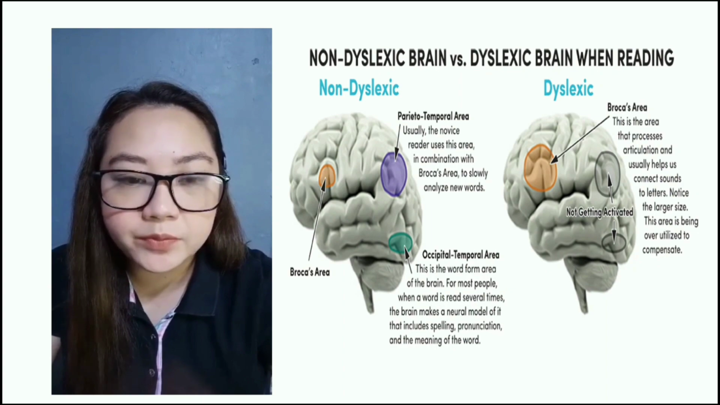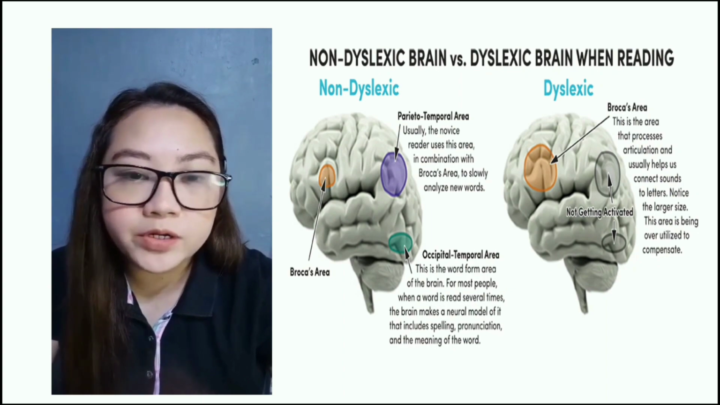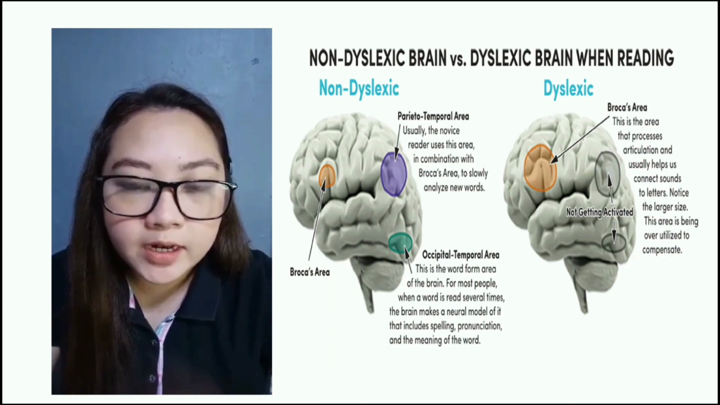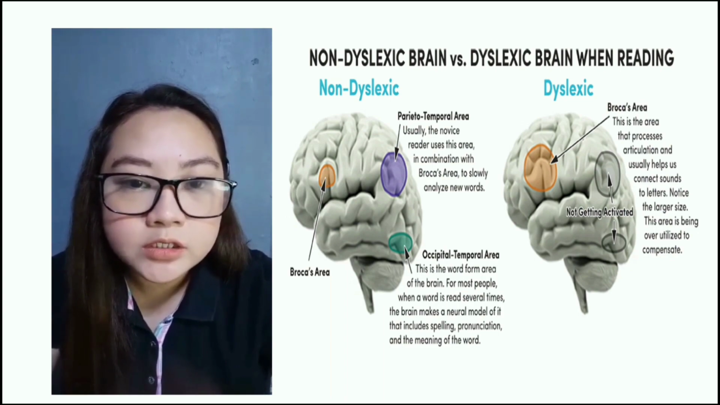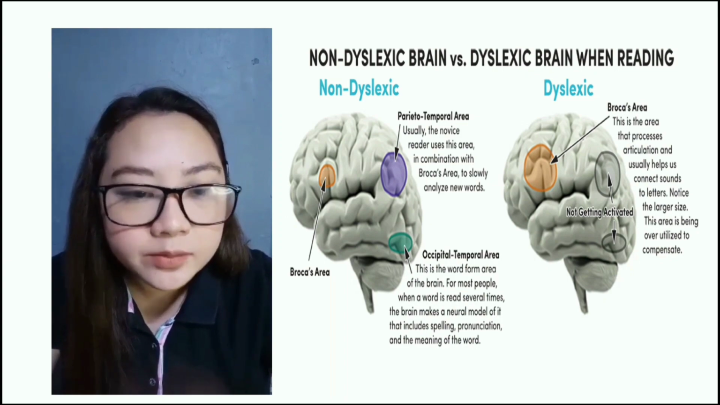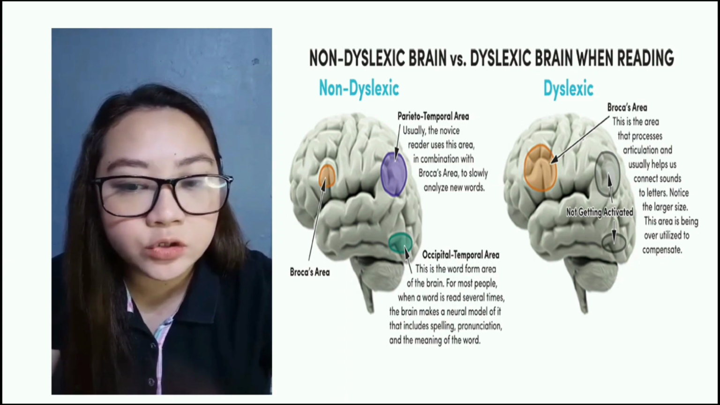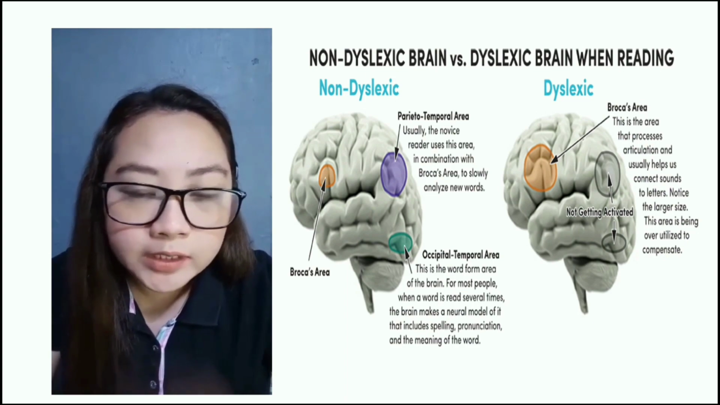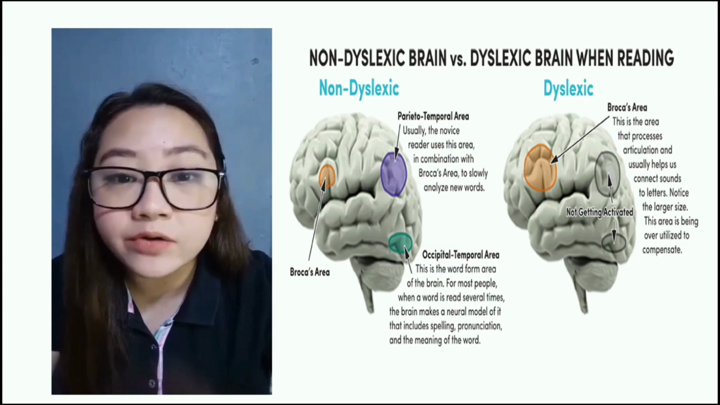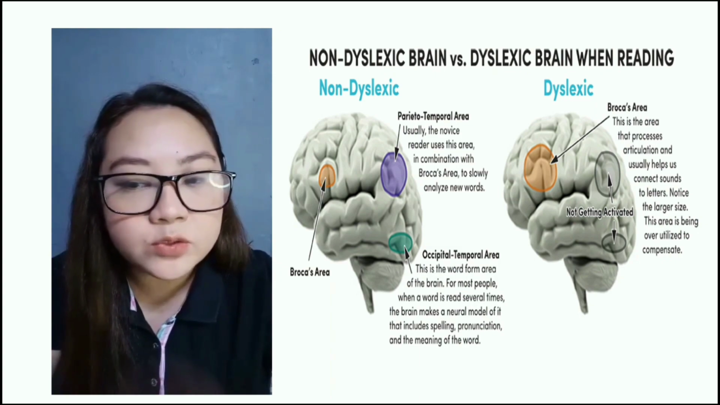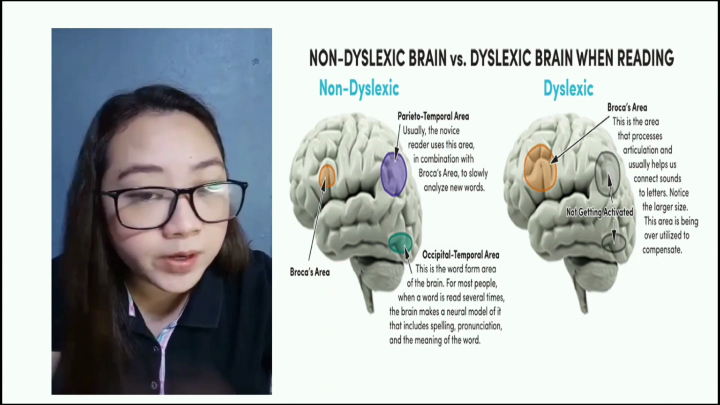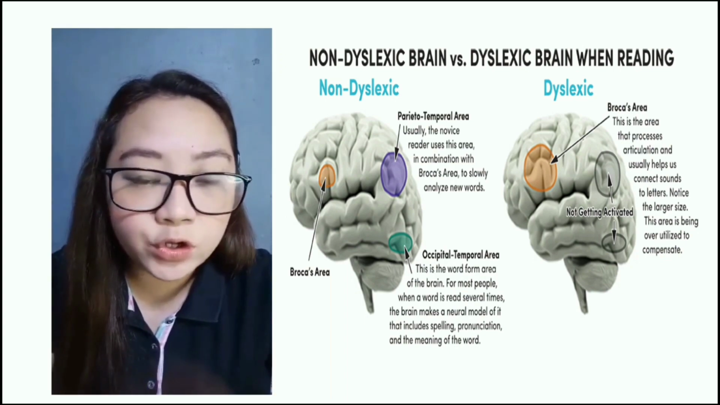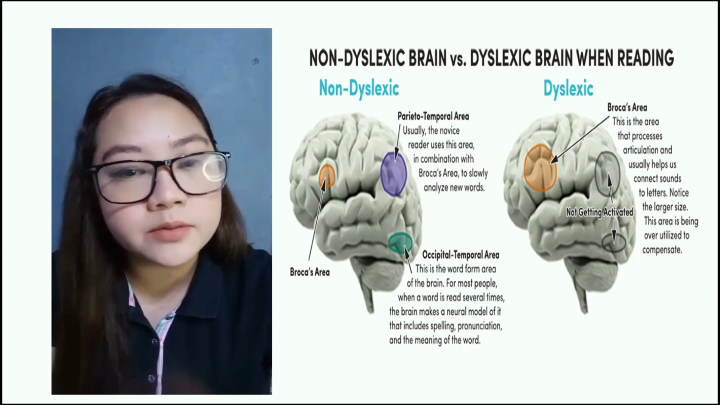In a non-dyslexic brain, three areas of the brain are functioning: the parietotemporal area, which slowly analyzes new words, the occipitotemporal area, and Broca's area, which processes articulation that helps us connect the sounds to letters. While in a dyslexic brain, Broca's area is the only one functioning. That is why it is larger in size compared to Broca's area of the non-dyslexic brain, because it is overutilized to compensate.